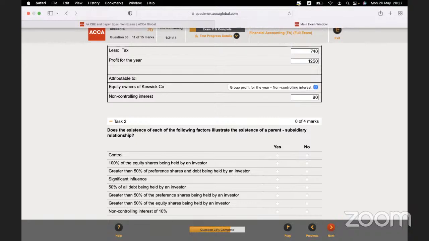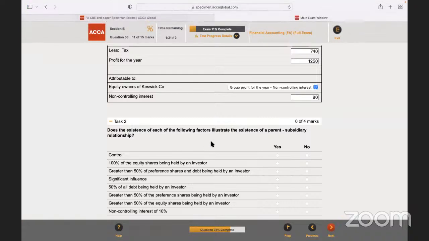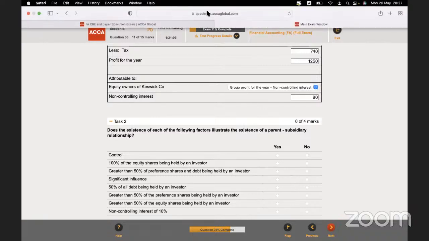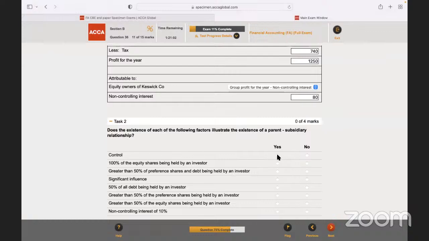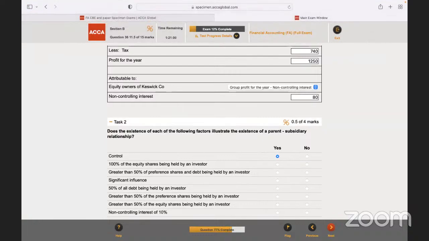Okay, right. Done, guys. So they are asking which of the following factors illustrate an existence of a relationship between parent and subsidiary. So only subsidiary and parent. Control, yes. 100% of the equity shares being held by an investor. Guys, you go and buy 100% of a company.